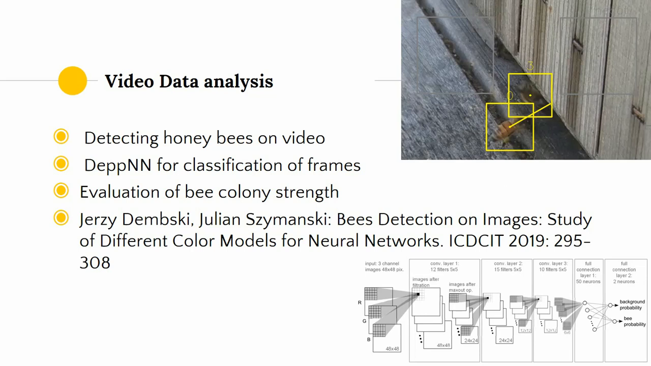We use a deep convolutional architecture, which is depicted here. I will not go into details for now. And we evaluate how usage of different color models allows us to create a very precise classifier that detects the bee on the image.